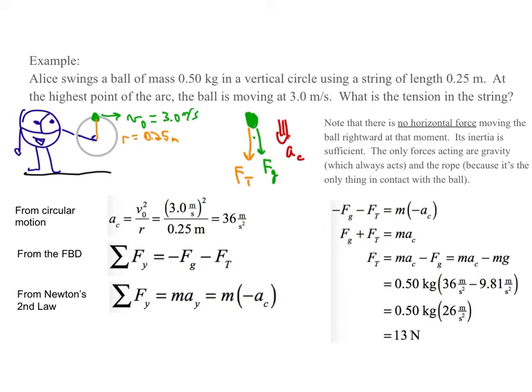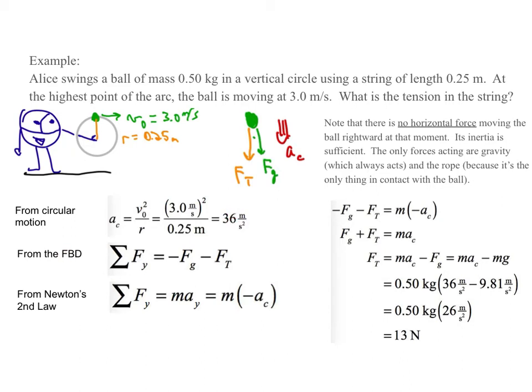We draw a free body diagram. There is a weight pulling down. There's also a tension pulling down and acceleration towards the center of the circle, which is also down. Step 3 in our recipe, from constituent equations. From our circular motion, we have the acceleration is v squared over r, which turns out to be 36 meters per second squared.